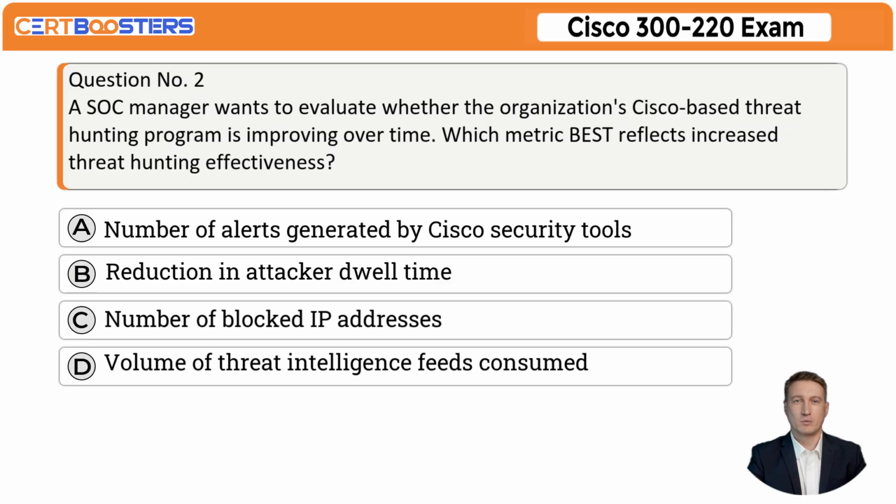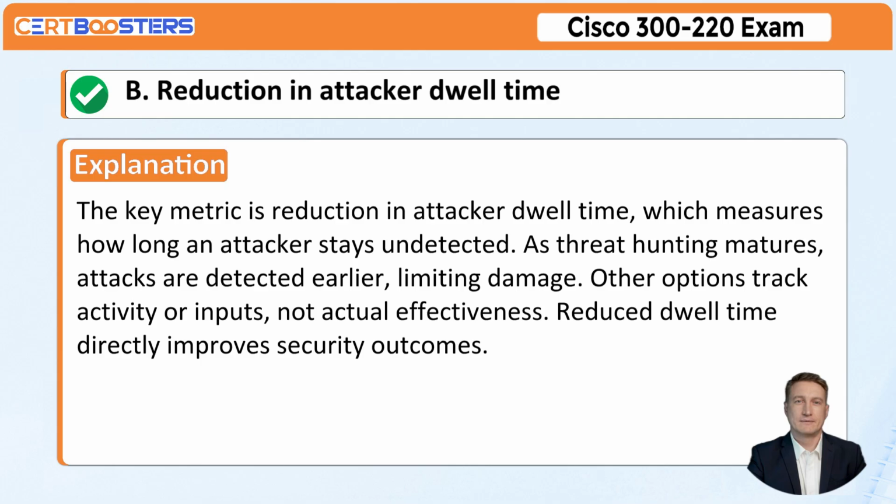Think about it. What's the real indicator of success? Answer: B. Reduction in attacker dwell time. Explanation: The key metric is reduction in attacker dwell time, which measures how long an attacker stays undetected. As threat hunting matures, attacks are detected earlier, limiting damage. Other options track activity or inputs, not actual effectiveness. Reduced dwell time directly improves security outcomes.